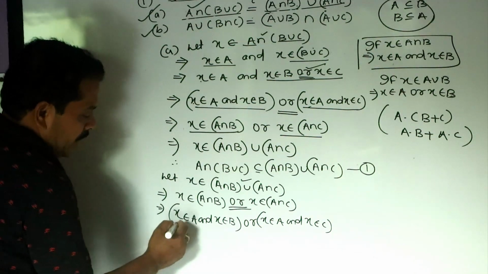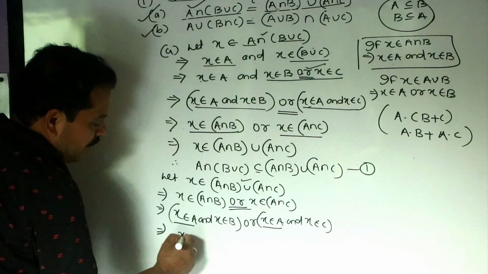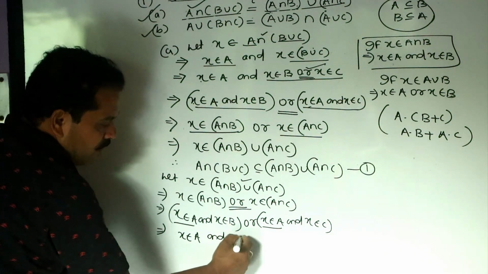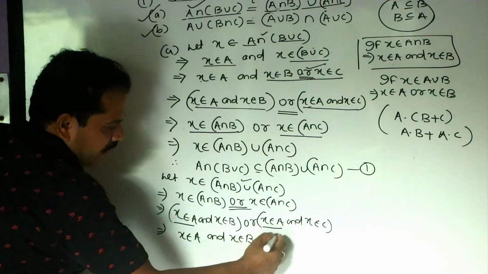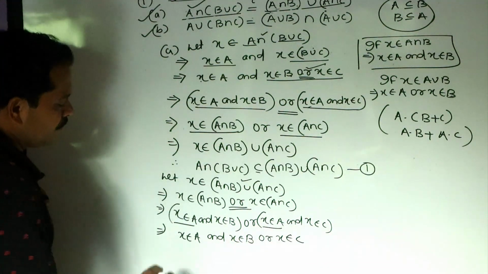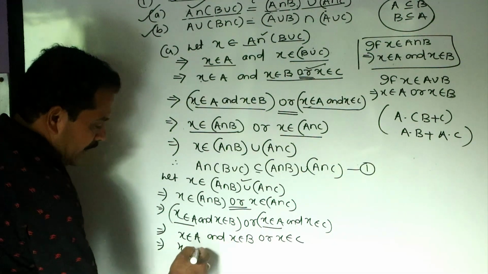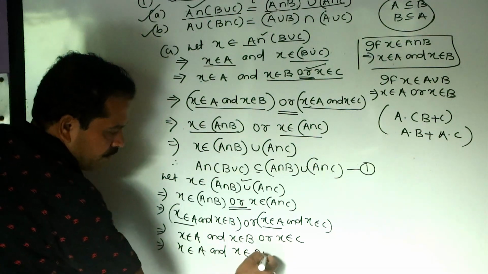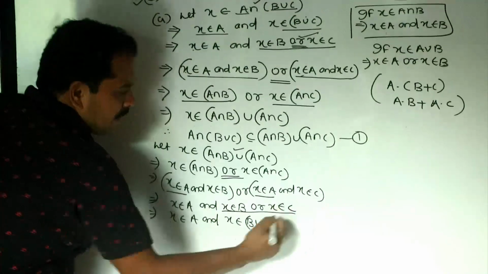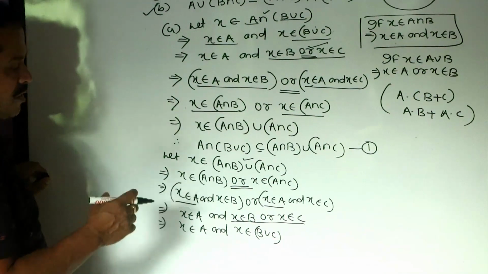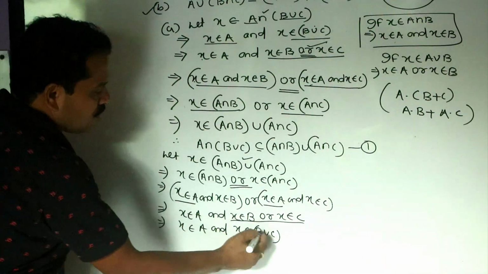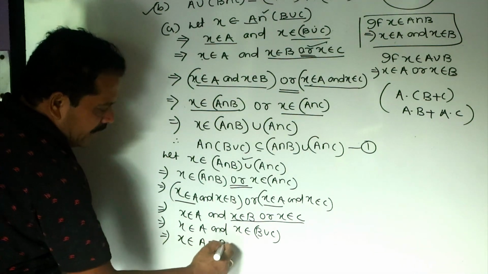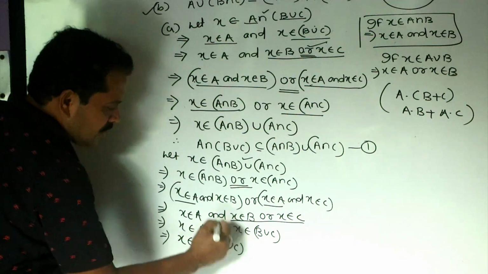Now, x belongs to A, x belongs to A, we write as once: x belongs to A and x belongs to B or x belongs to C. This implies x belongs to A and x belongs to B union C. Instead of x belongs to B or x belongs to C, we write x belongs to B union C. That means x belongs to A intersection B union C.